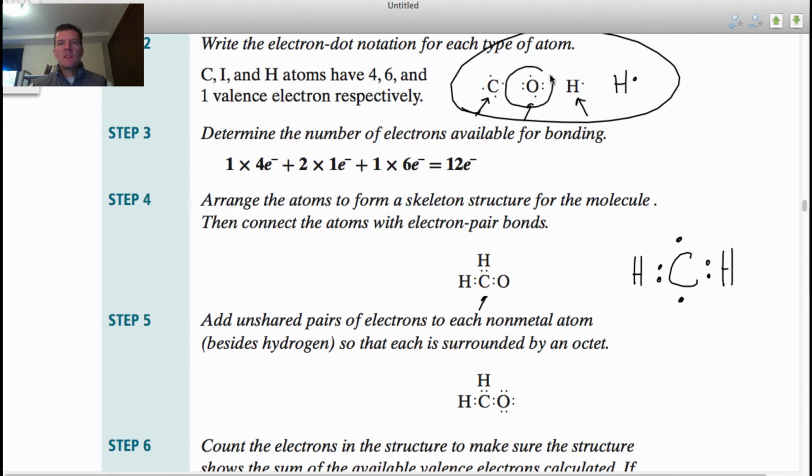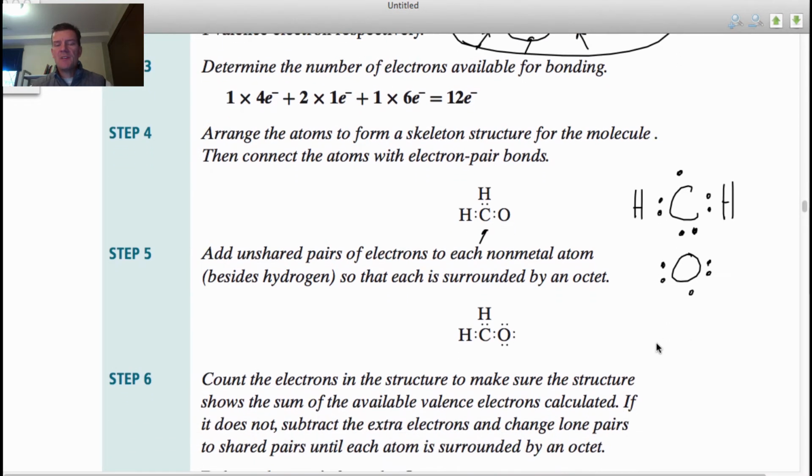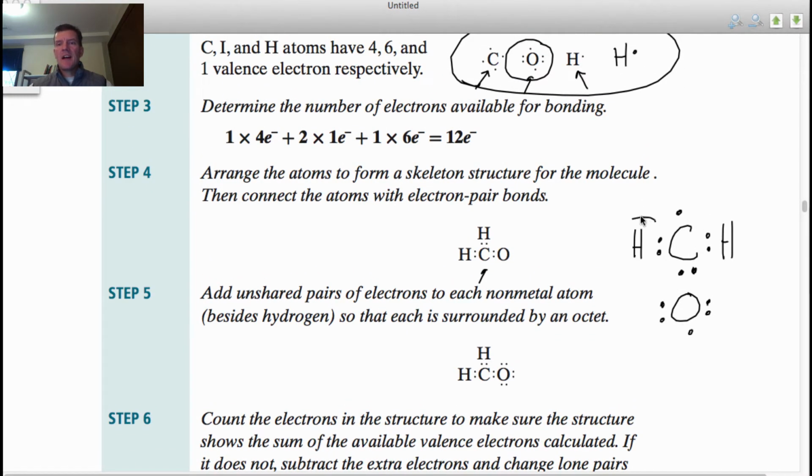Oxygen now has what? Oxygen has 6. So it's going to come in here and it's going to look to share. So it's going to, let's just put it here for now. 1, 2, 3, 4, 5, and 6. It's going to share 1 with carbon. Well, let's see if they're happy. Doesn't look like it. Hydrogen has a duet. Hydrogen has a duet. It's happy. Okay, that's fine. But carbon, look, it still has this space up there. And oxygen still has a space there. They're not happy. They don't have their octet.